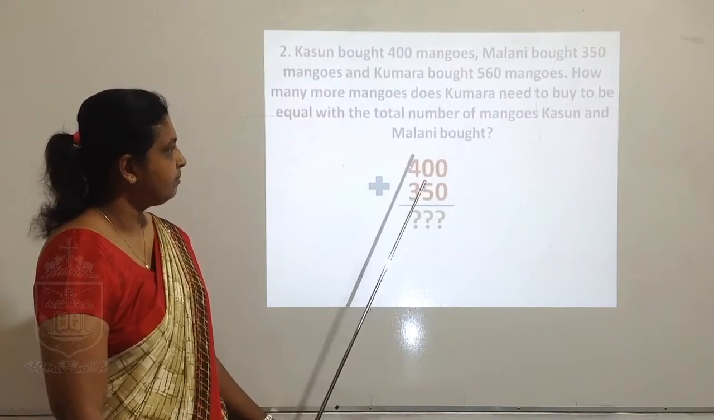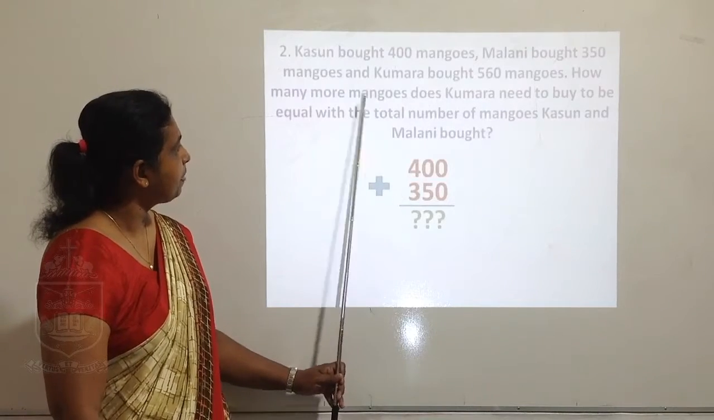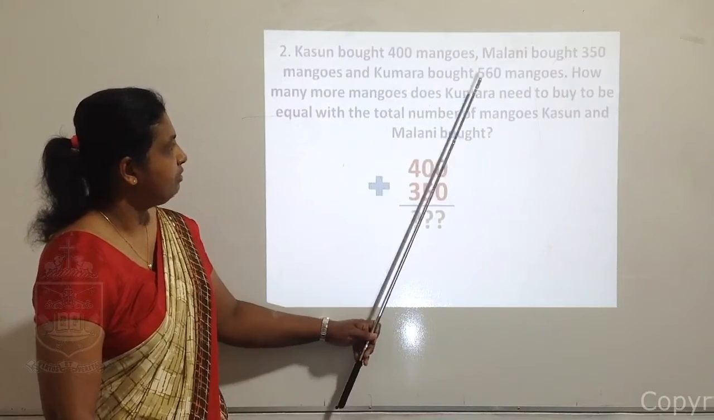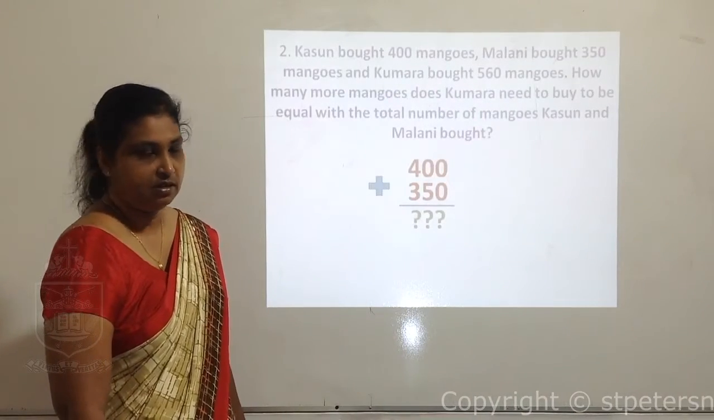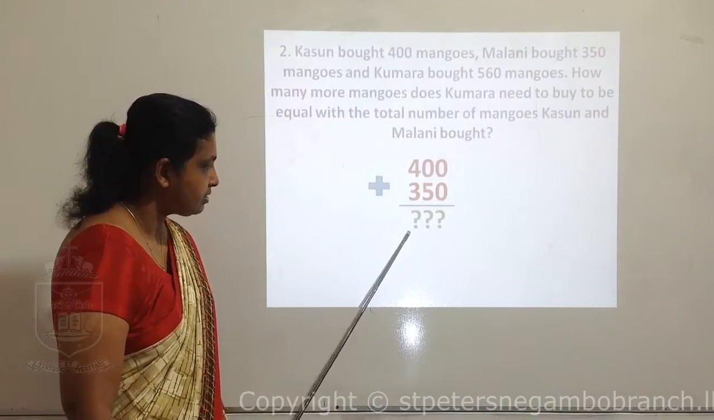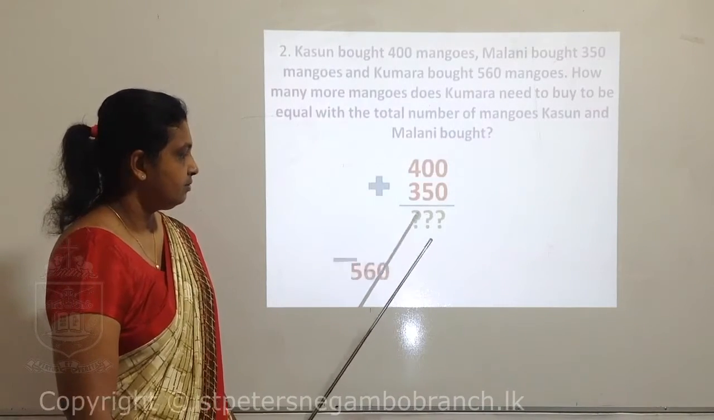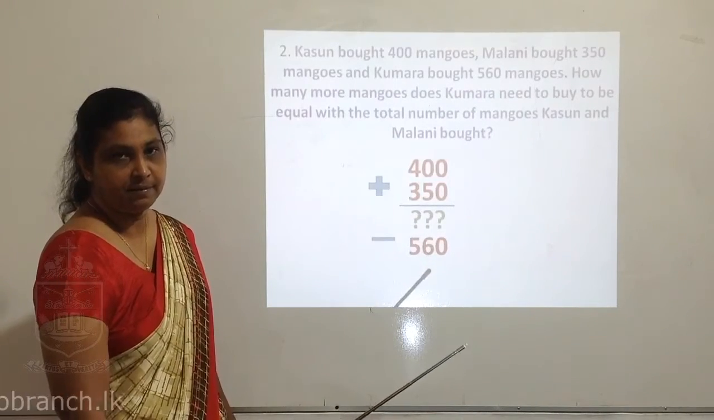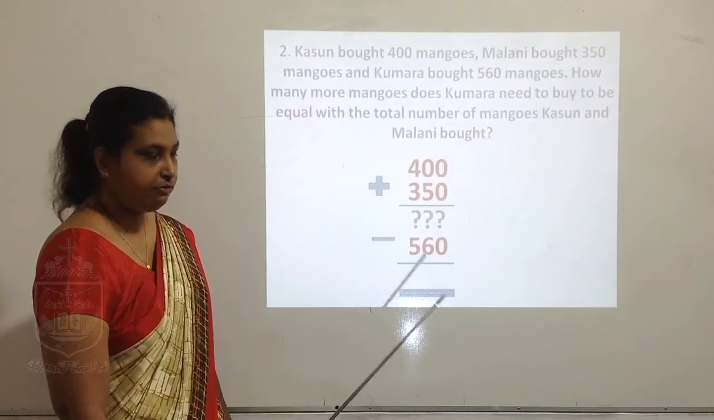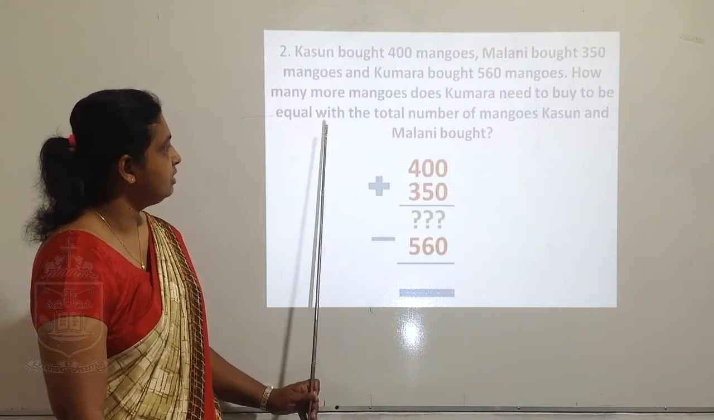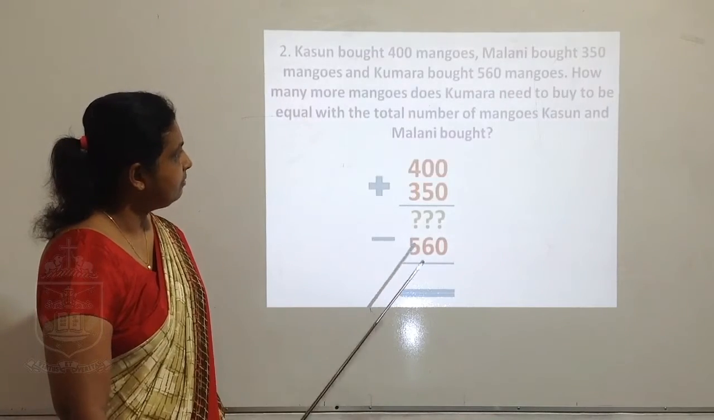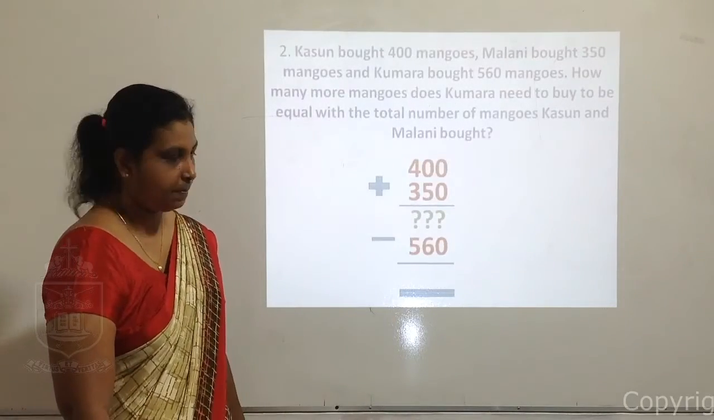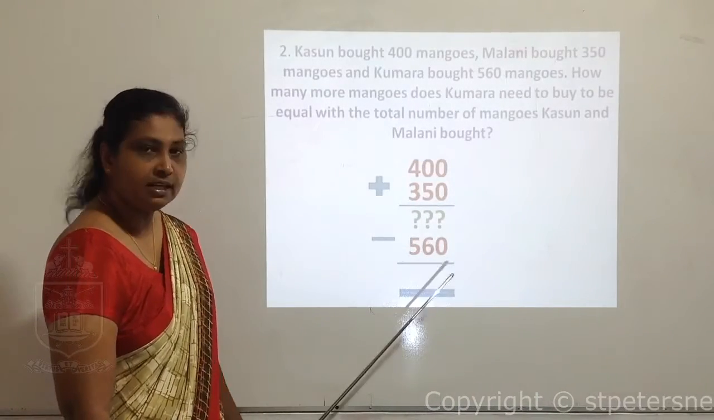Then the next part. Question is, how many more mangoes does Kumara need? Now Kumara bought 560 mangoes. So to get equal with this answer, you have to subtract this 560 from this answer. Then you get the final answer, the amount Kumara needs to be equal with Kasun and Malani. This is the answer. After subtracting, you will get that.